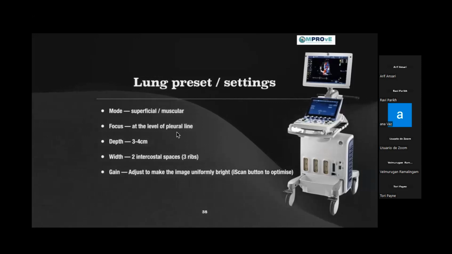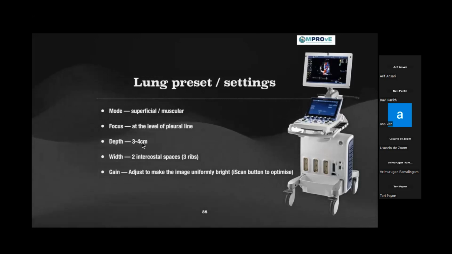As I said again, all artifacts are generated from the pleural line. So you are trying to focus everything on that part of the image to get the best resolution. So focus at the level of the pleural line. Depth, as I said, we will keep 3 to 4 centimeter. 3 centimeters is more than enough in extremely premature babies, less than 1,000 grams. More towards the term babies and big babies, you want to keep it at 4 centimeter.